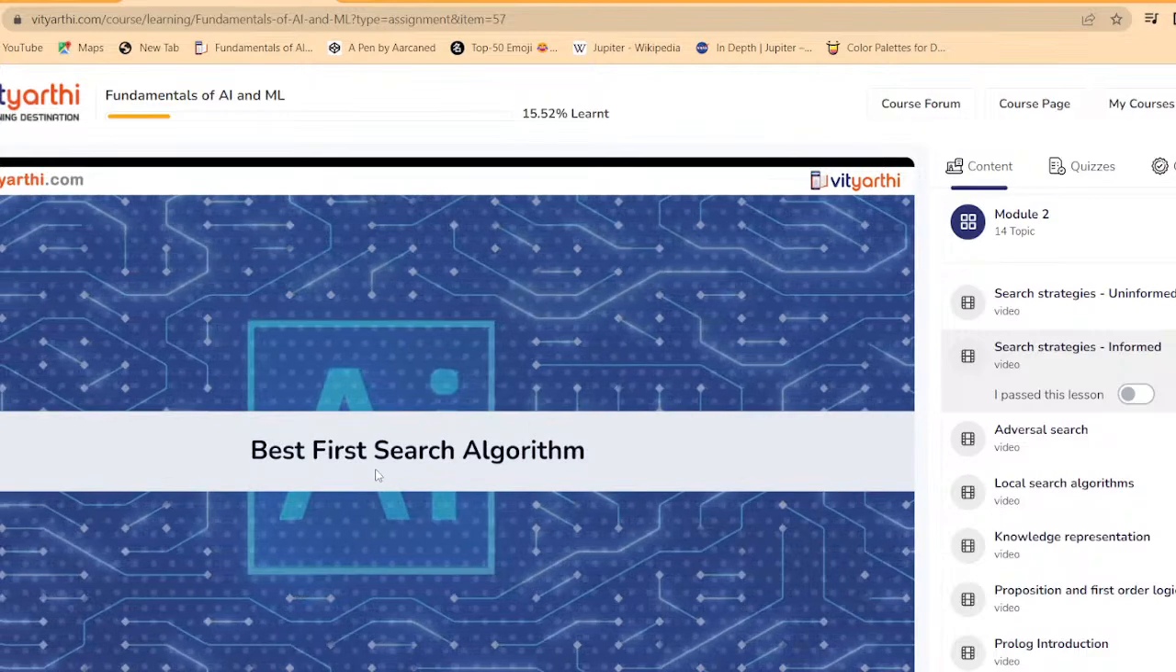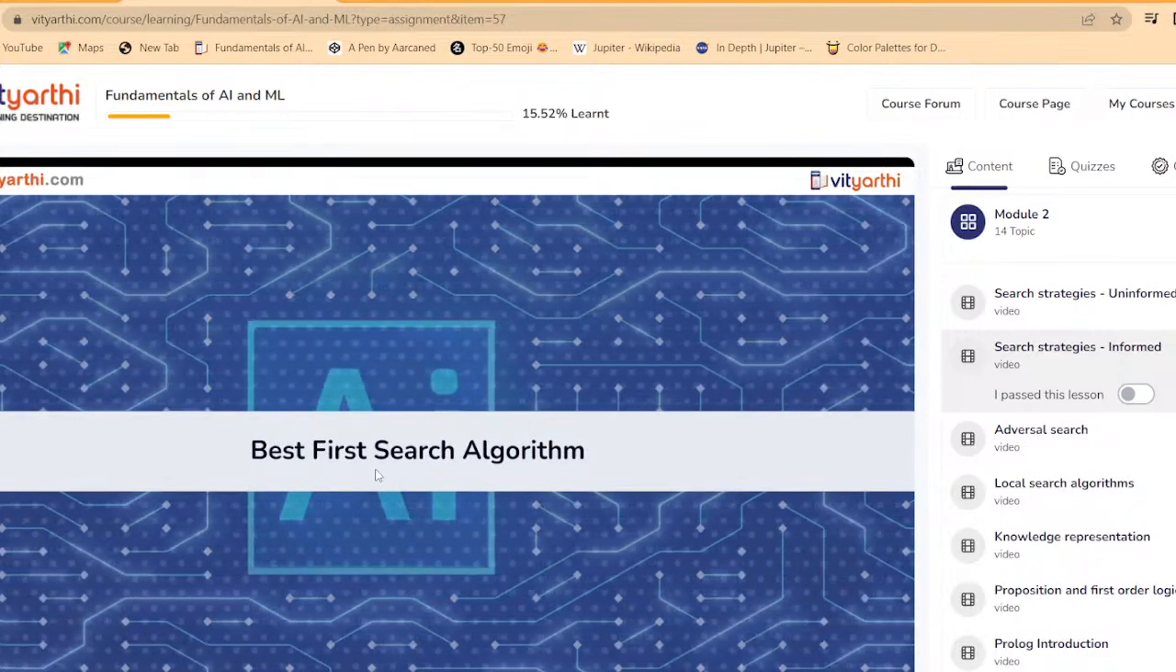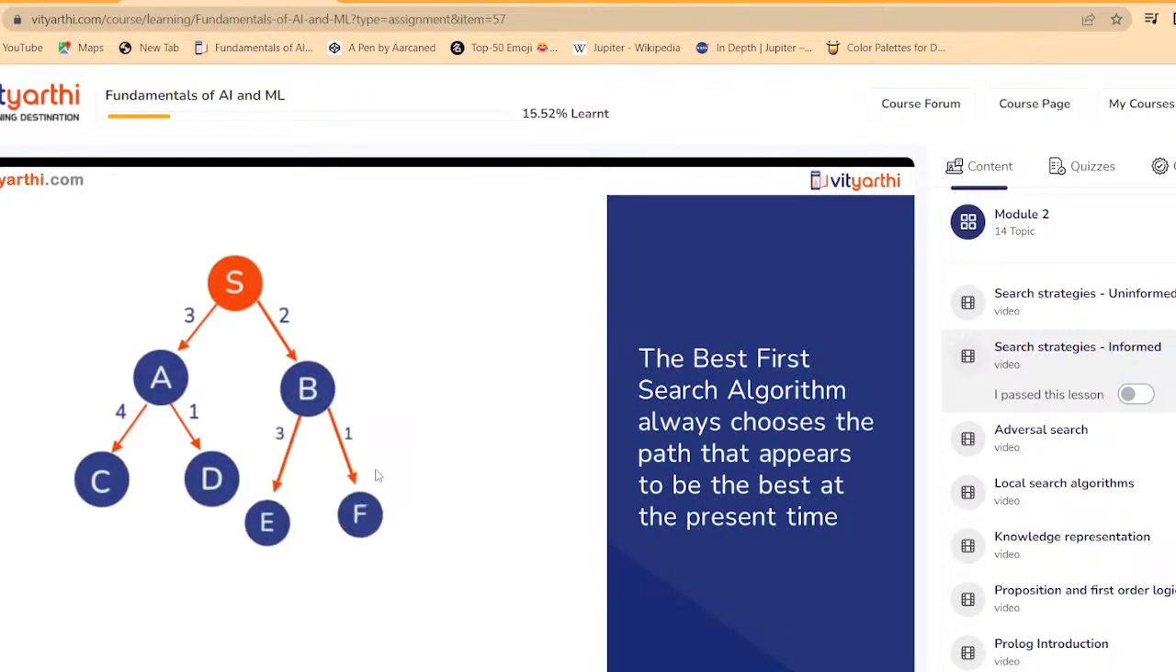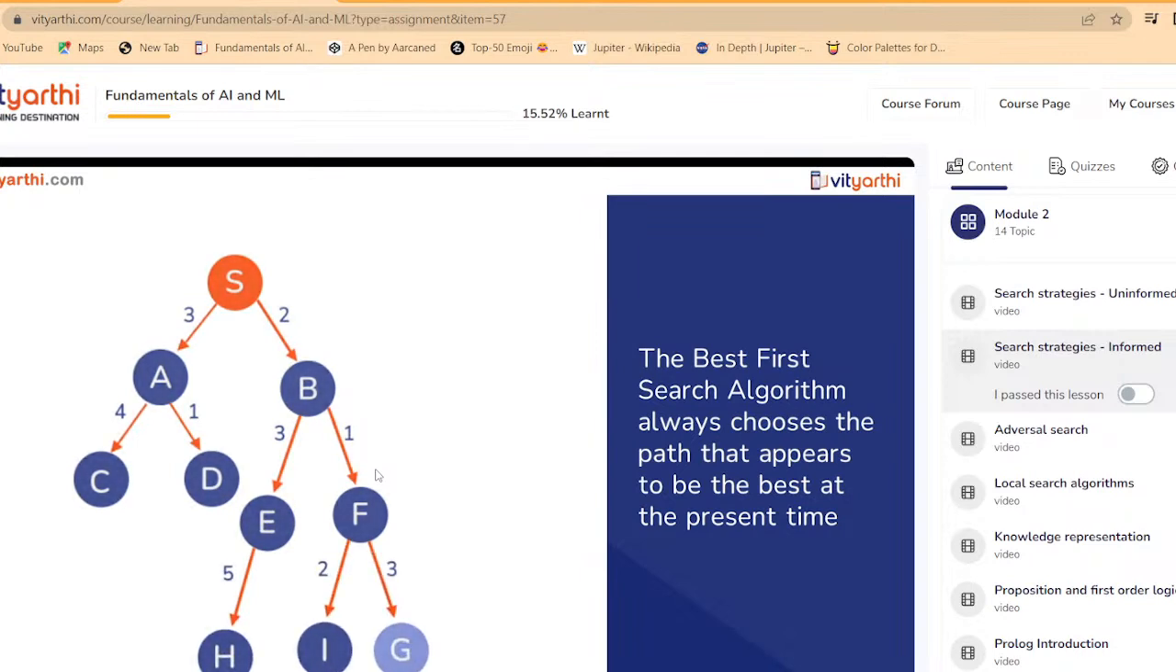First, we will see the best first search algorithm. The best first search algorithm always chooses the path that appears to be the best at the present time. It is the combination of the depth first search and breadth first search algorithms. It employs heuristic search and heuristic function. Best first search permits us to take advantage of the benefits of both the algorithms.